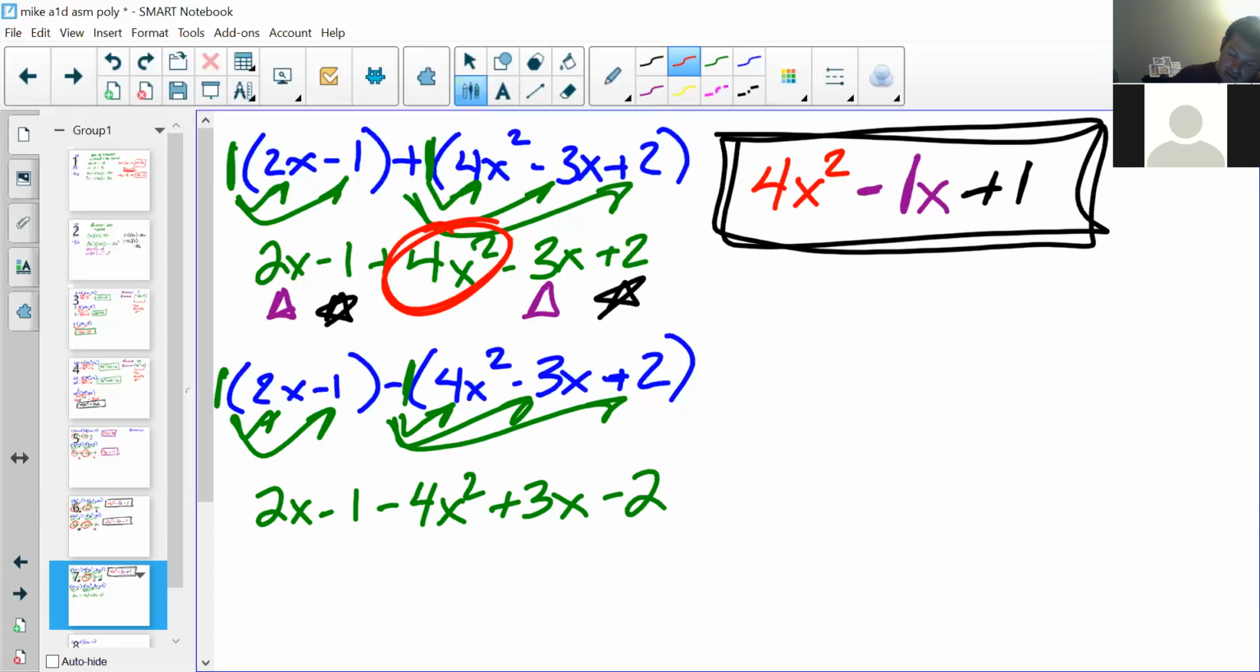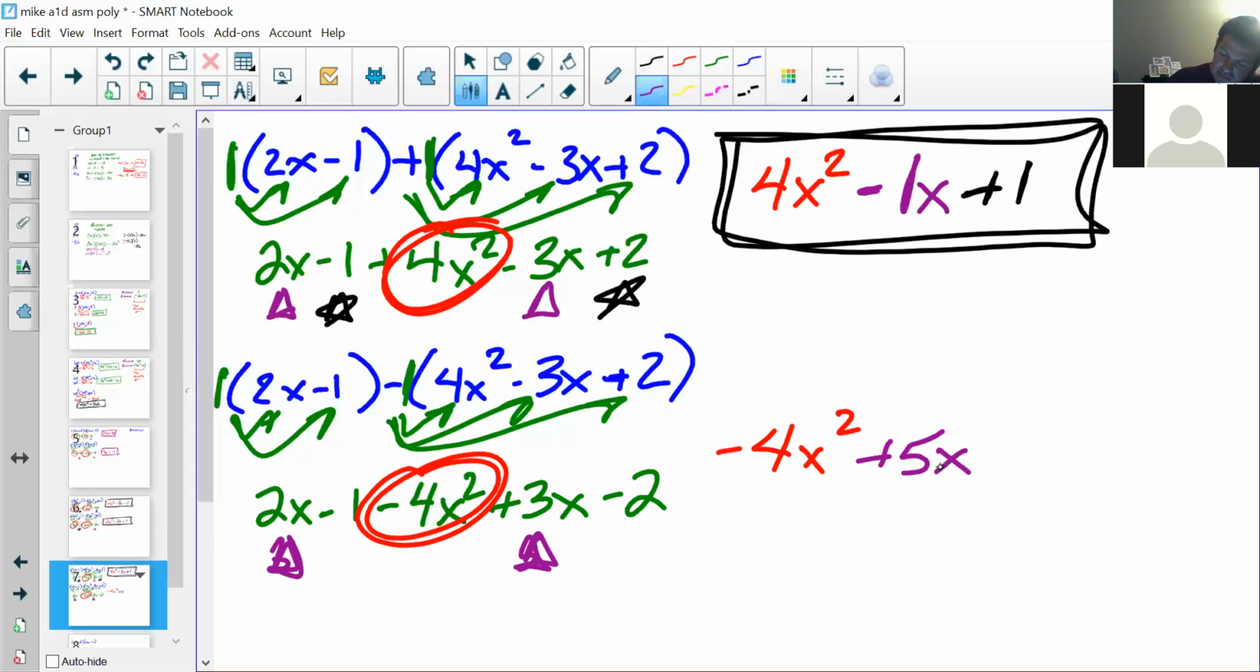We find like terms. Again, my biggest exponent that I see in the problem here is the number 2. -4x squared will go first. Then I go down. My next exponent that I see here is technically the 1. So we have a 2x and a positive 3x. So 2x plus 3x would be positive 5x. And then I'll wrap it up with my constants, negative 1, negative 2.